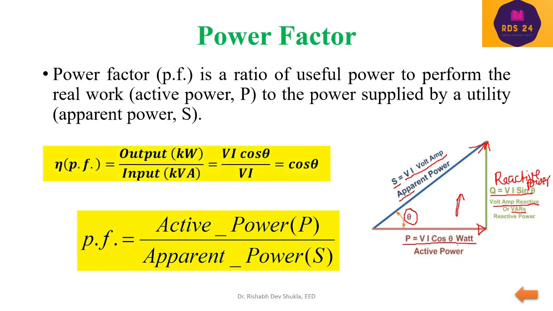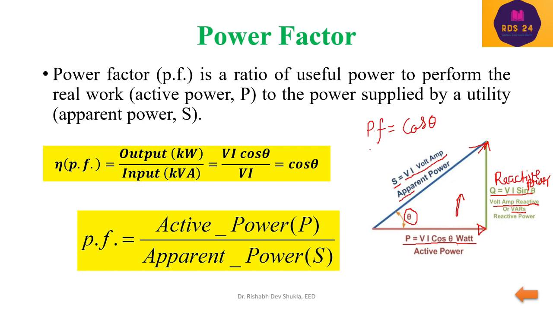So as we already told you, efficiency is output upon input. So power factor is kilowatt upon kVA, that means VI cos phi divided by volt amperes VI. So VI cancelled out, then we will get cos phi. So in general terms, we are writing power factor is equal to cos phi.